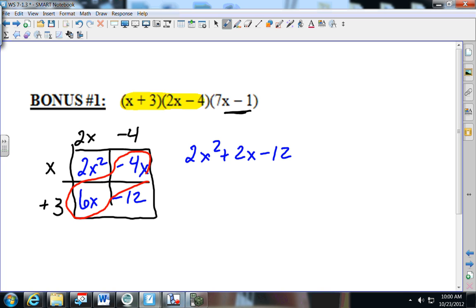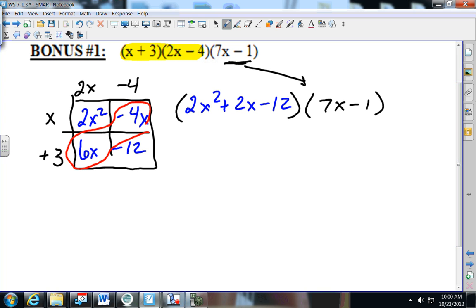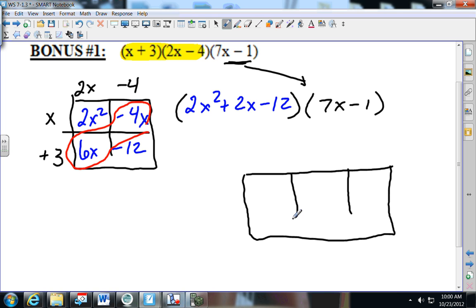But I still need to multiply it by this part. So I still have to multiply it by 7x minus 1. We'll do the same type of thing with a box, but this time, look, there's 3 terms. So I'm going to make this into 3 pieces. And this one has 2 terms, so watch what I'm going to do. Doesn't matter which way you do the 3, but I'm going to put the 3 across the top: 2x squared plus 2x minus 12. This box is a graphic organizer. And 7x minus 1.